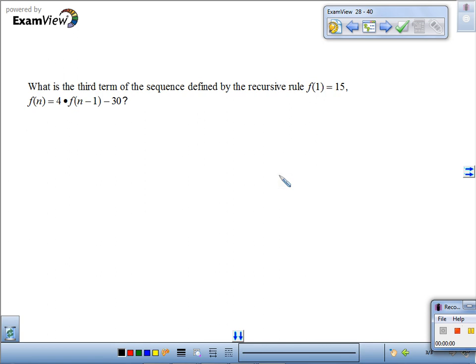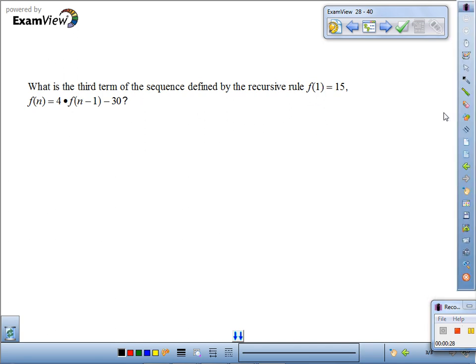28, study guide, first semester study guide B. It says, what is the third term of the sequence defined by the recursive rule f of 1 equals 15? Now, yesterday, like I said, during tutoring, I covered recursive and explicit. And here goes recursive again. They give us a recursive rule already, and they give us f of 1. And what do they need next? They need the third term.